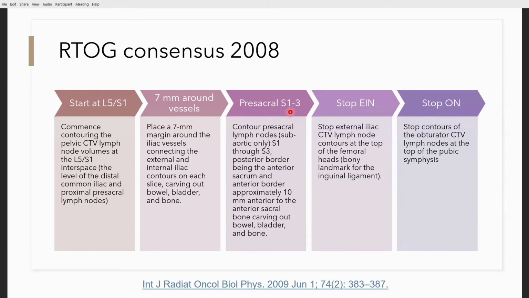Also contour the presacral space from S1 to S3 with a 10 millimeter strip anterior to the sacral hollow. We stop the external iliac nodal contour at the top of the femoral heads, which is the bony landmark for the inguinal ligament, and stop the obturator nodes of the internal iliac contours at the top of the symphysis pubis.